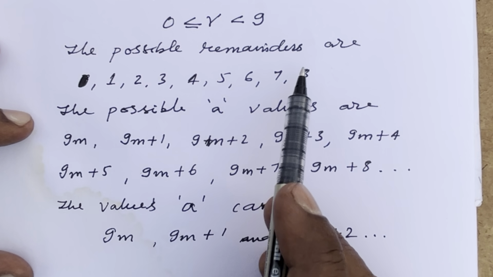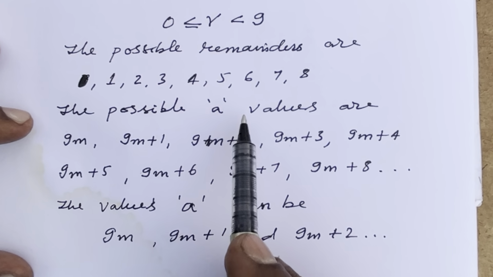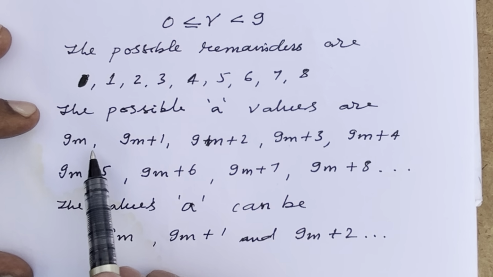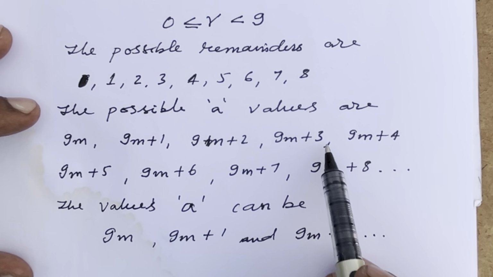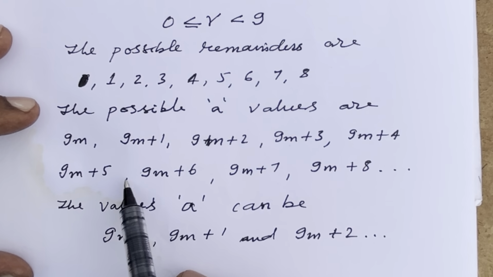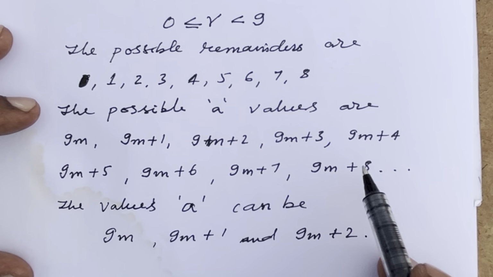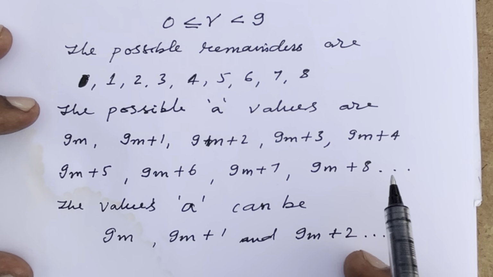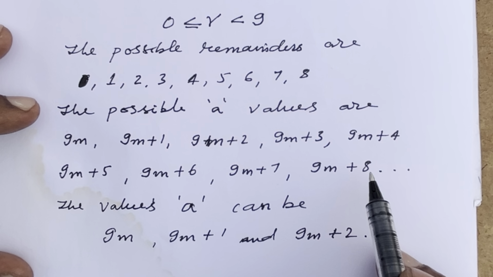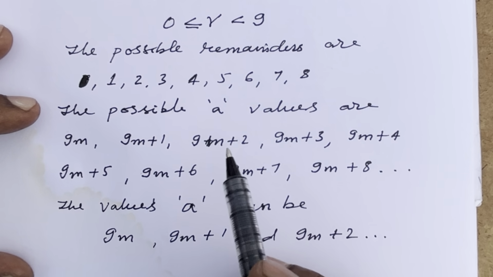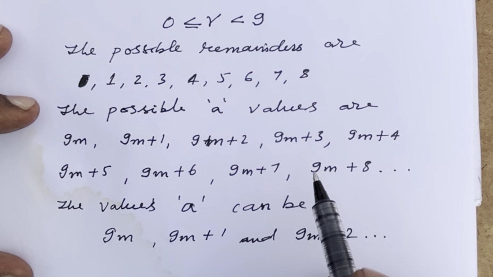Next, after the possible remainders, the possible a values are 9m, 9m plus 1, 9m plus 2, 9m plus 3, 9m plus 4, 9m plus 5, 9m plus 6, 9m plus 7, 9m plus 8. But all these values cannot be a values. Why? Because the cube of the positive integer, he said.